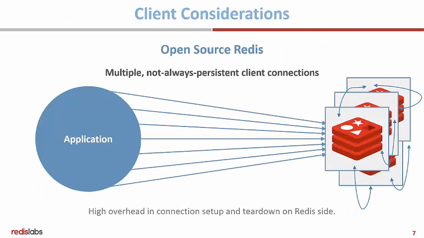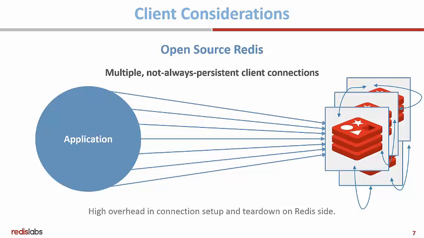So I didn't talk about the client interactions previously, but let me do that now. So in the open source Redis, you have over on the right all these cluster nodes that are communicating with each other regarding the topology and where things are, heartbeats and all that kind of stuff. And then you have your client application over on the left here.